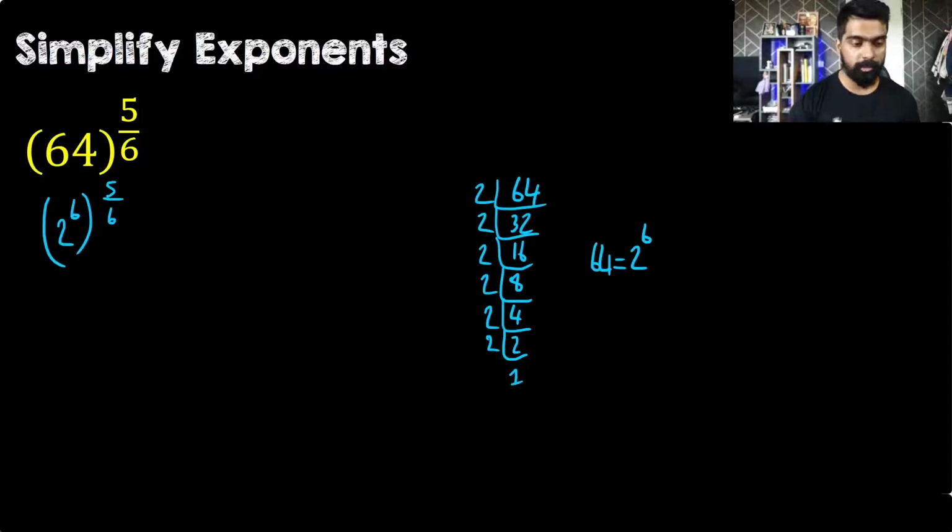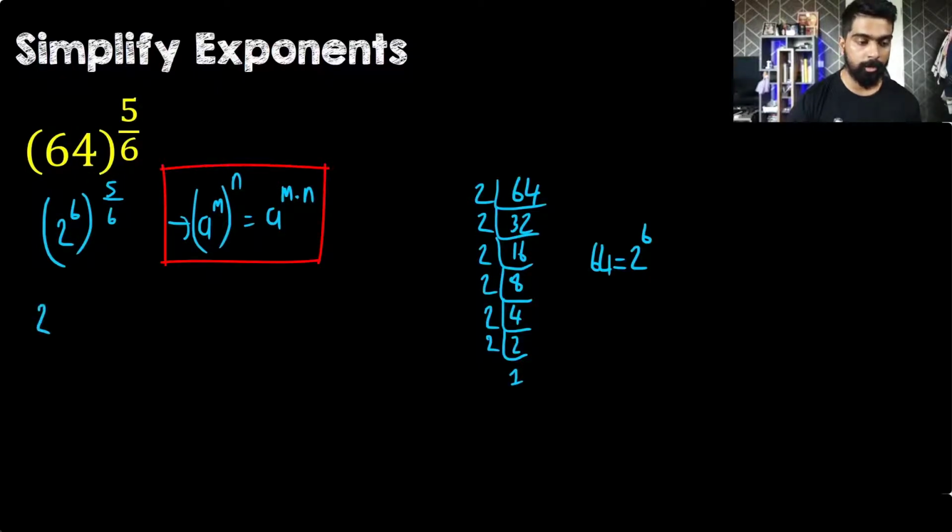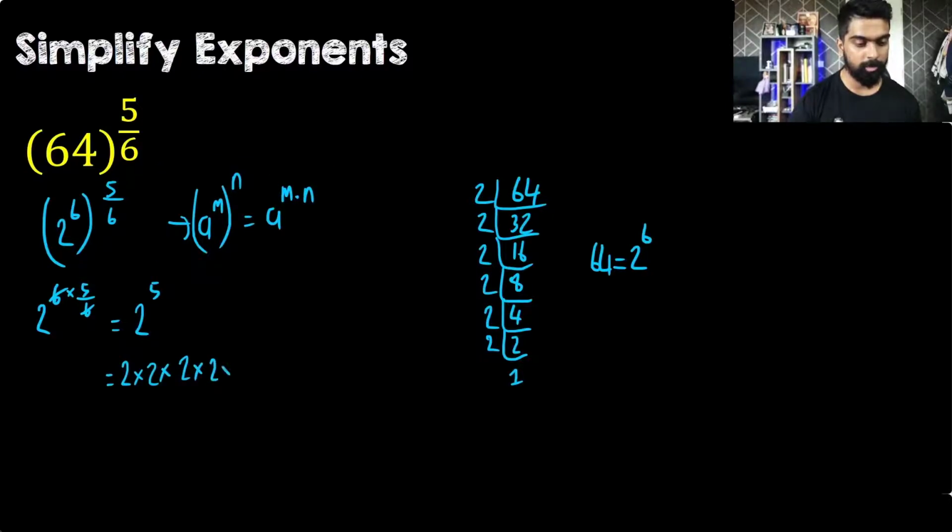Now this is same like a to the power of m, to the power of n, right guys, where it is a to the power of m times n. So we are going to do the same thing here. So we have 2 to the power of 6 multiplied with 5 over 6. And in this case 6 and 6 can simplify itself, which will leave us with 2 to the power of 5. Now what is 2 to the power of 5? 2 times 2 times 2 times 2 times 2, which is going to give us 32.